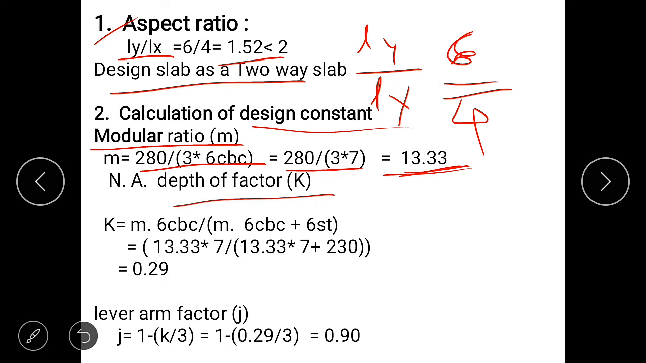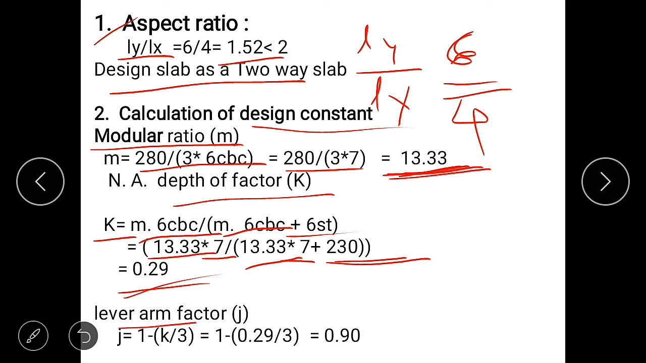Second constant we have to find is K, the depth factor. The formula of K is equal to m into sigma CBC divided by m into sigma CBC plus sigma ST. The value of m, modular ratio, is 13.33, which we found in the first step. Sigma CBC, the permissible stress in concrete, is 7, and sigma ST, the permissible stress in steel in tension zone, is 230. So the value of K is 0.29.